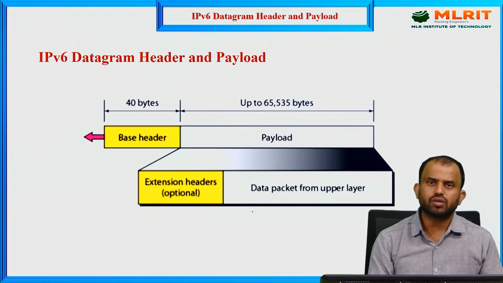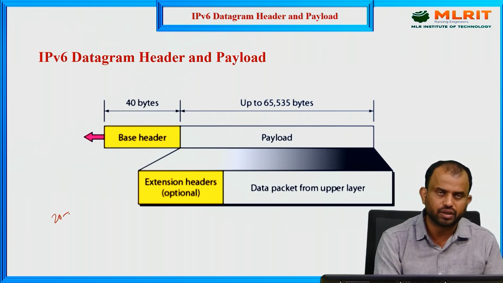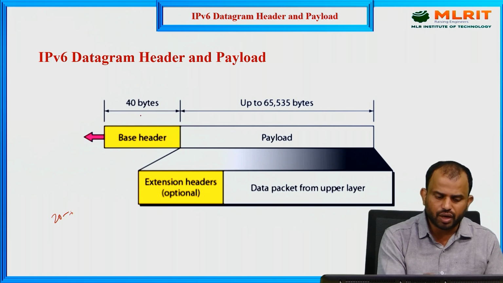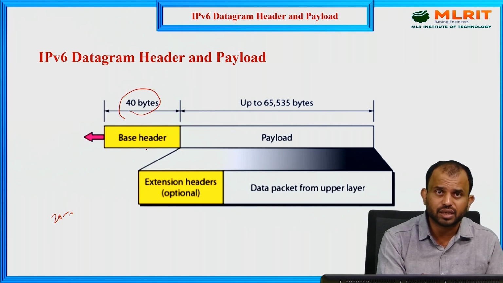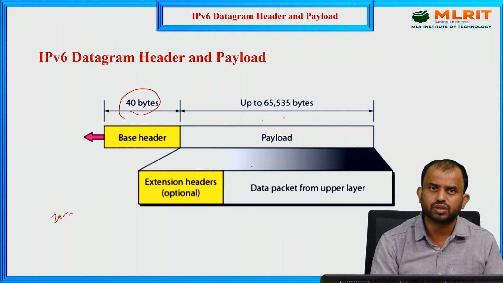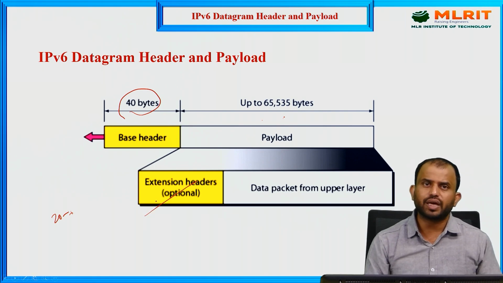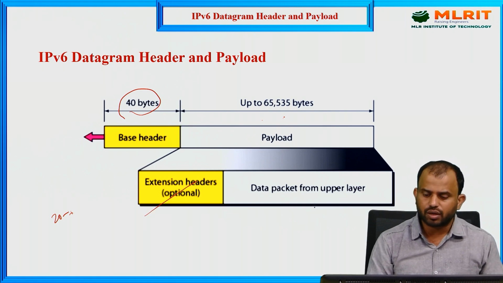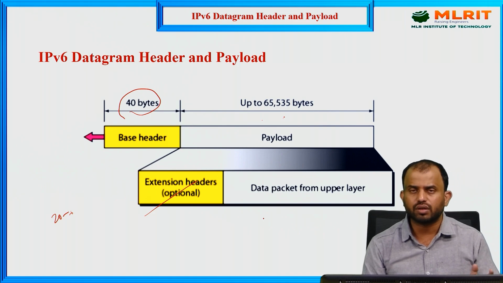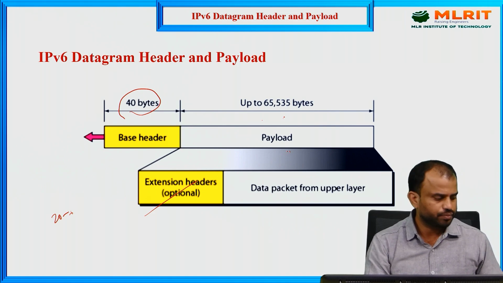This is also similar to the IPv4 version, but here the length is increased. Instead of a maximum of 20 to 60 bytes, here we are using 40 bytes of base header, and the payload information has a range of 65535. Then there is the extension header, which is an optional value. The data packet, the information coming from the lower layer to the upper layer, all of it can be accommodated in the payload section.